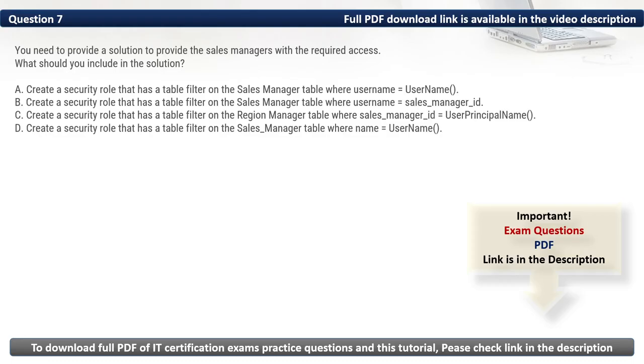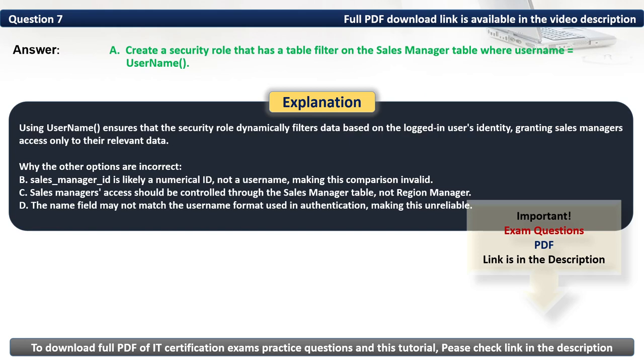As such, we should include creating a security role that has a table filter on the Sales Manager table where Username equals USERNAME in the solution. As such, the correct option is A. Using USERNAME ensures that the security role dynamically filters data based on the logged in user's identity, granting sales managers access only to their relevant data.